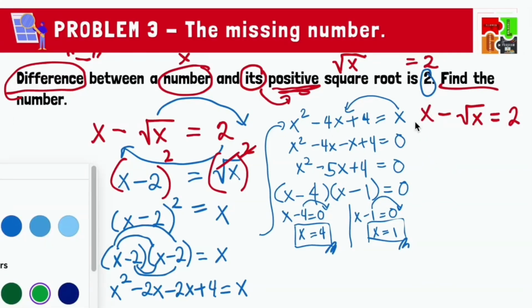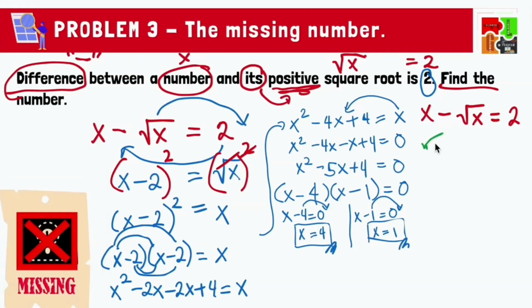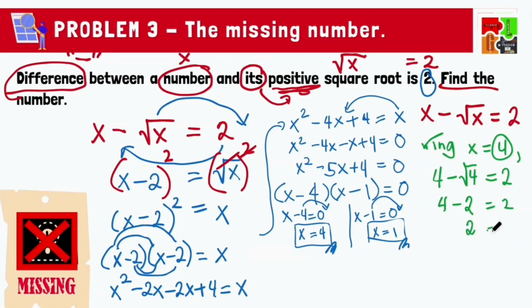Allow me to change the color. Kung pwede ba si x equals 4. Okay, so ang gagawin natin, we'll plug in, ilalagay lang natin si 4, papalitan natin si x ng 4. So dapat equal daw sa 2. Yun kasi yung problem natin. So we have 4 minus square root of 4 equals 2. Is that equal to 2? 4 minus square root of 4, that is 2, equals 2. 4 minus 2, that is 2, equals 2. Totoo ba yung equation? Is this true? Yes. Ibig sabihin, one of the numbers is x equals 4.